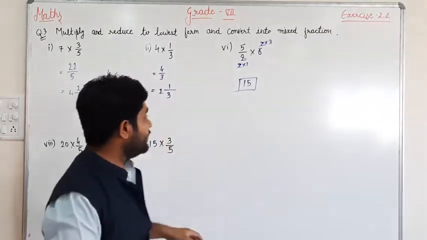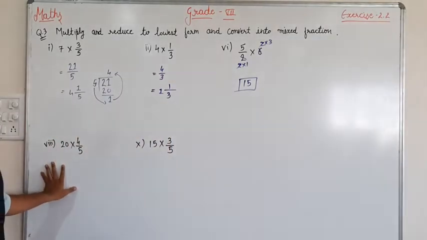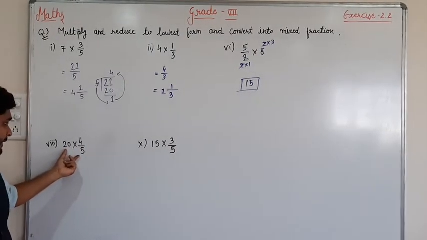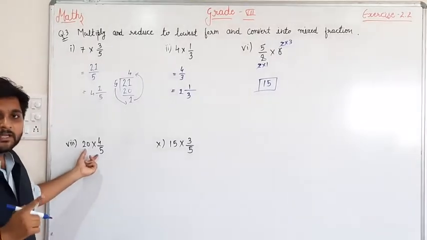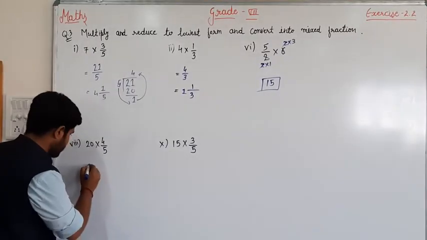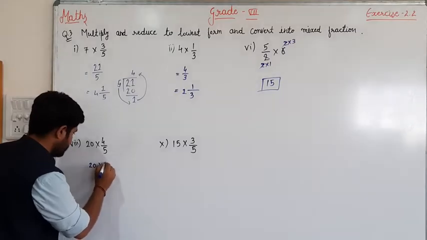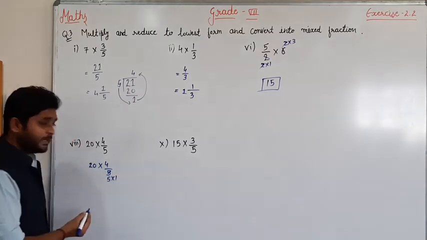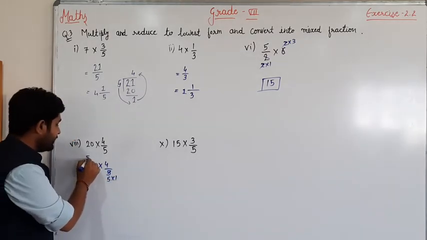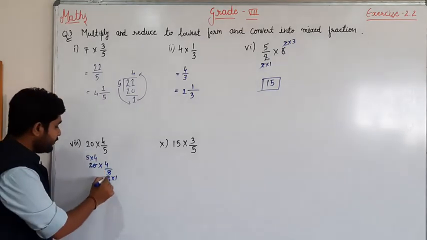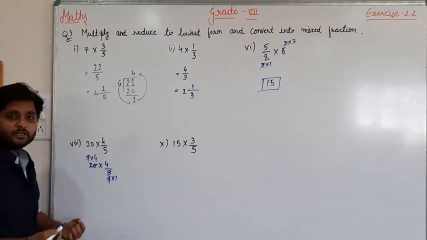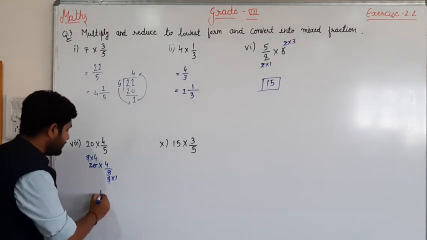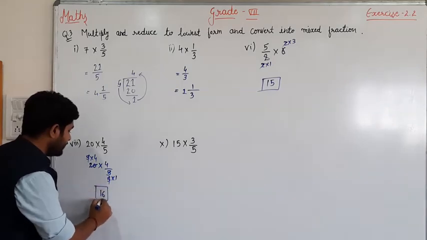Now question number 8: 20 multiplied by 4 upon 5. So 5 and 4. Yes, 5 4s are 20, friends. In place of 5 I can write 5 1s are 5, and in place of 20 I can write 5 4s are 20. So from this both 5s will be cut. In the denominator only 1 is remaining, there is no value of 1. So upside 4 and 4. 4 4s are 16. So 16 is our answer.